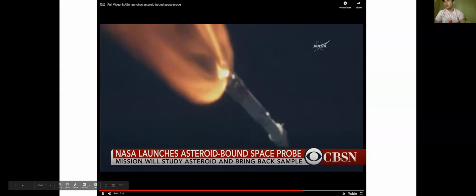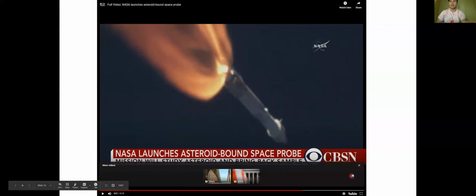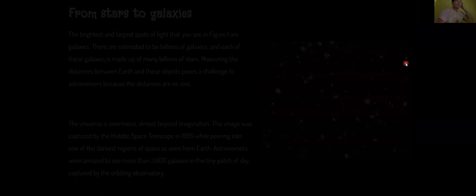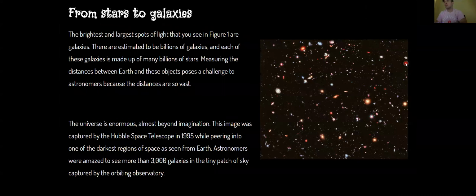Sometimes they do blow up though, but usually it's not because of the atmosphere, it's something wrong with their systems. Yeah, I thought that's one of the coolest things.